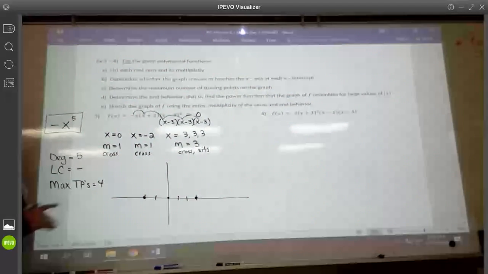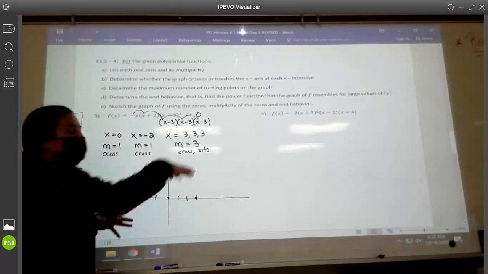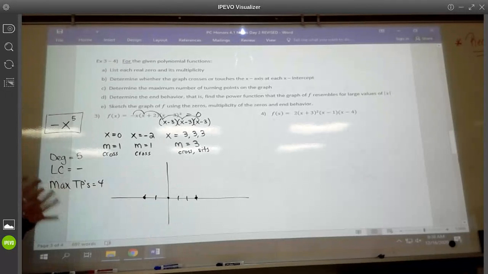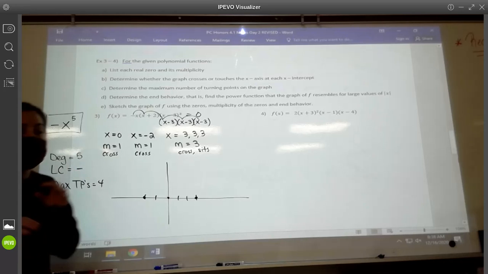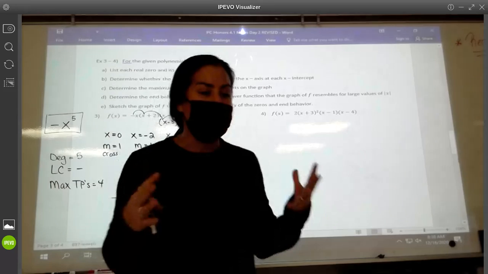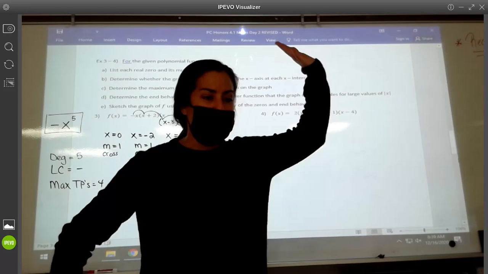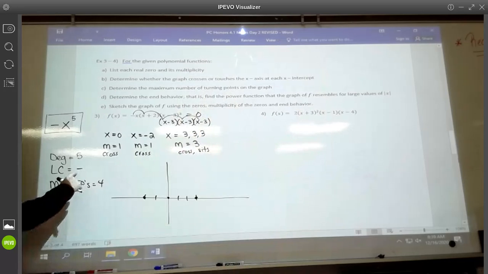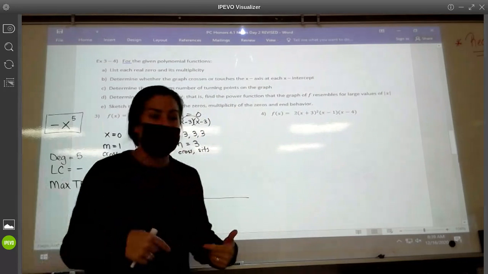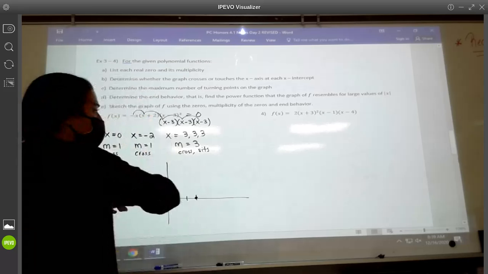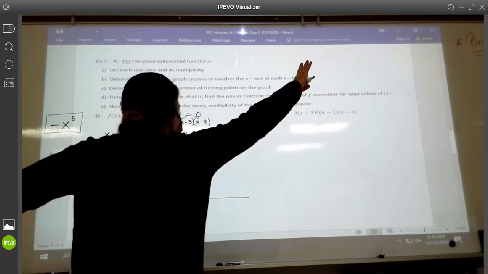So instead of having to plug numbers in and create more points, you should have enough information to go off of to create this graph. Guys, if this is a degree 5 polynomial, that's an odd polynomial. What's the end behavior of an odd polynomial have to be? Opposite. One end up and one end down. If the leading coefficient is positive, which end do we know is up? Think about a straight line with a positive slope. It's up on the right and it's down on the left.